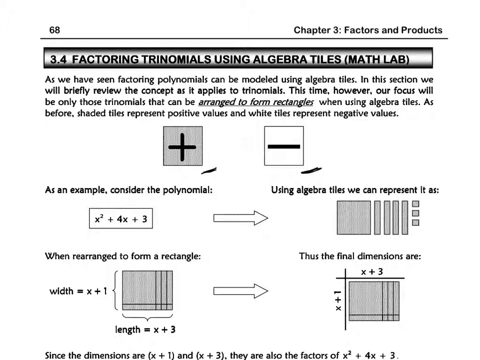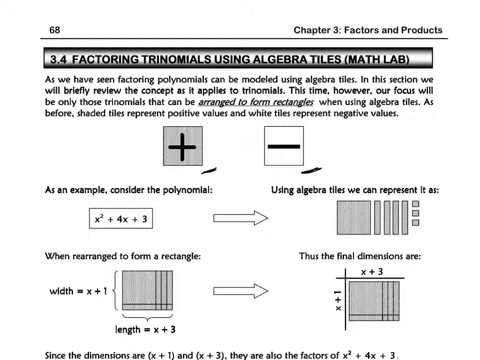That would mean that you would need a large square that represents your x squared. Your 4 rectangular strips would represent your x's, and your 3 little unit squares would represent your units. They would all be shaded because they're all positive terms. If this expression can be factored, one of the ways that you check is if you can take those algebra tiles and arrange them in a rectangle, then you can factor the trinomial.